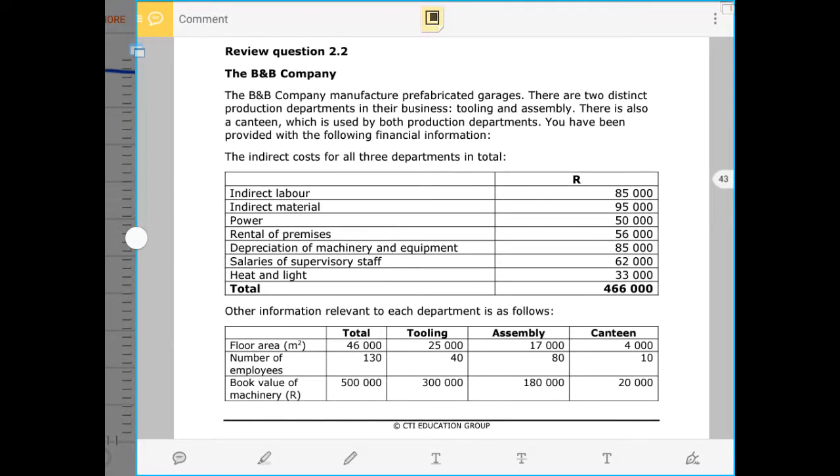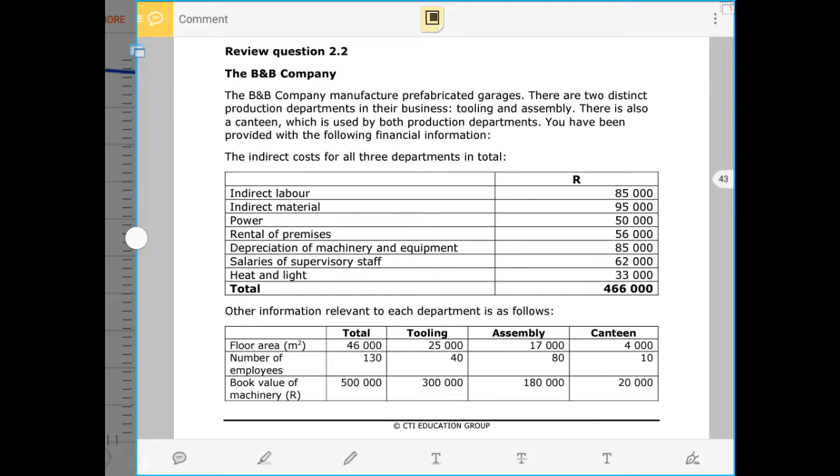Good day, students. I will be doing the review question 2.2. The B&B Company. The B&B Company manufactures prefabricated garages. There are two distinct production departments in their business: tooling and assembly. There is also a canteen which is used by both production departments.